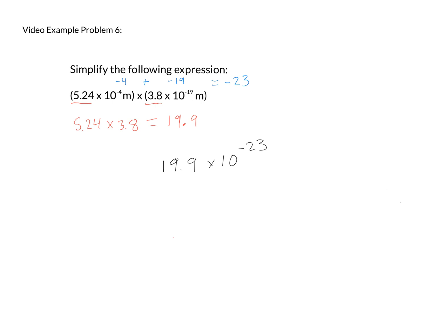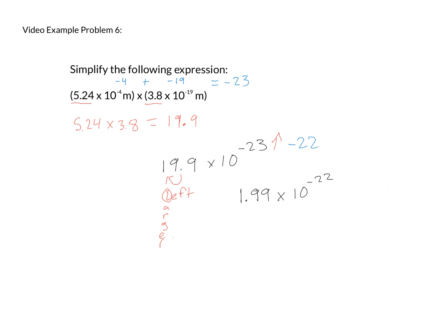Of course, we're not in proper scientific notation, so we're going to the left one place value, which means we need to make the exponent's value larger by 1. So we're going to go closer to 0, which will turn that into negative 22. Let's rewrite it for our final answer. 1.99 times 10 to the negative 22.